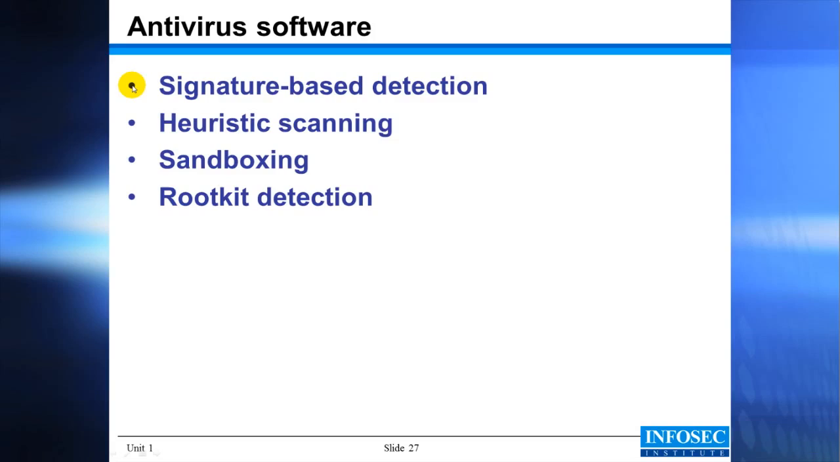Now, another technique involves scanning the environment, looking for anything that appears to be out of the ordinary. Heuristic scanning means that the system is looking at a sequence of events that may represent a pattern that is recognized as a particular attack method.